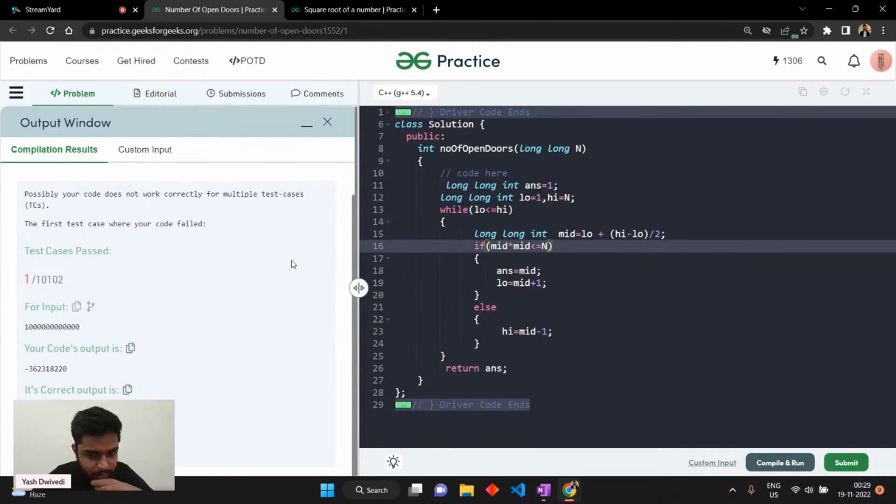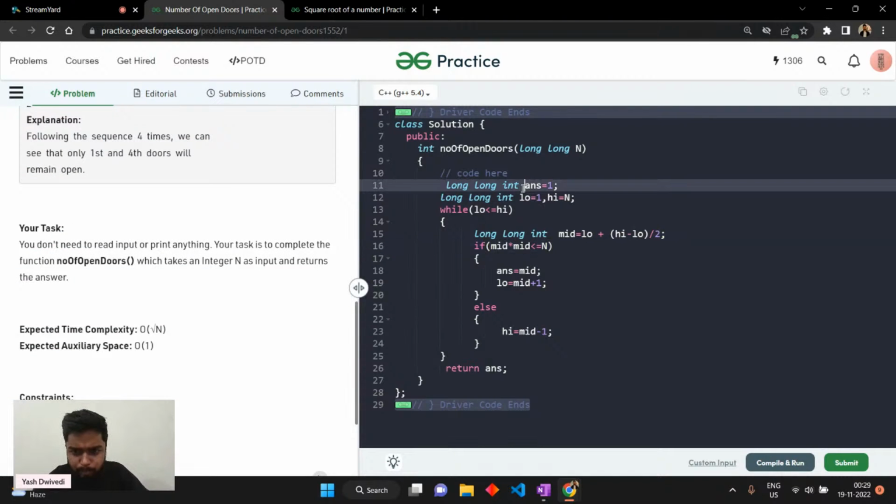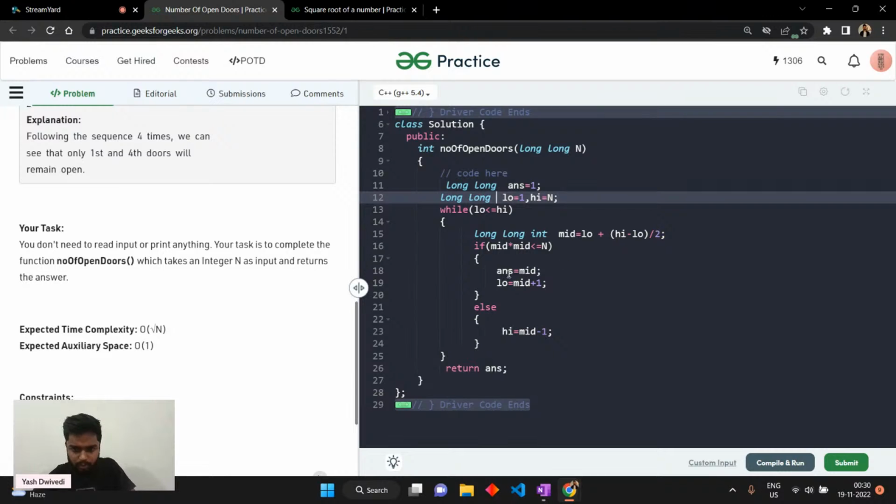Why is it not working? Did I make some mistake here? For this input, my code's return is this particular thing. Let's use long. Let me know if I'm making any mistakes here.